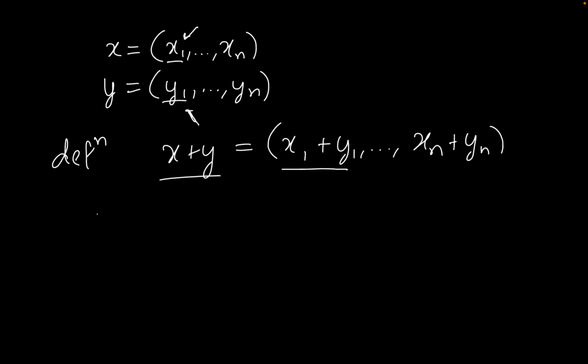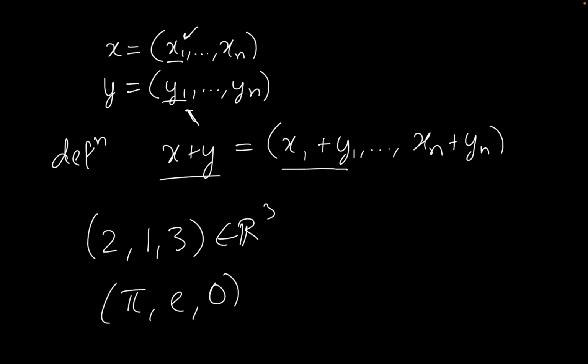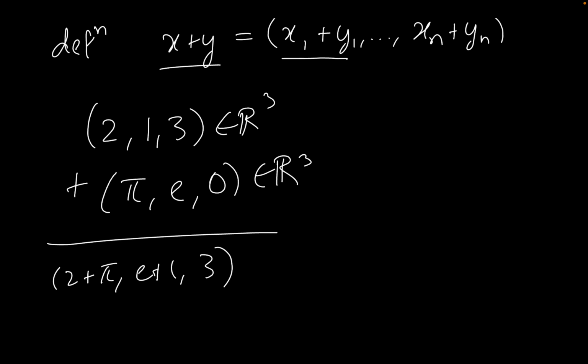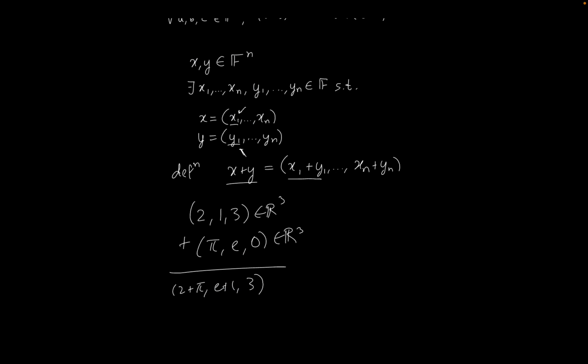As a concrete example, consider you have the list 2, 1, 3 in R3, and you have pi, e, and 0 in R3 again. When you add them, you will get the list 2 plus pi, e plus 1, and 3. Hopefully that makes sense. Let me erase all this.